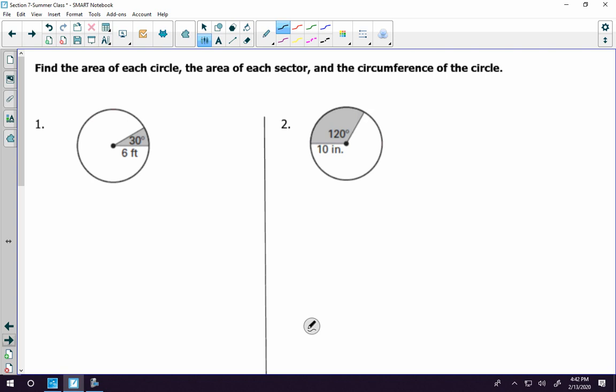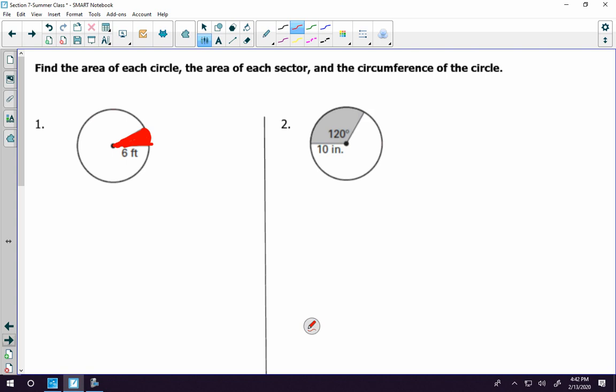All right. Now, knowing what we know about the area of a circle, what we're being asked to do is find the area of each circle, then the area of each sector, and then the circumference of the circle. What I want you to realize here is that when we're looking for the area of the sector in number 1, that's just the shaded part, which I'm now shading in red.